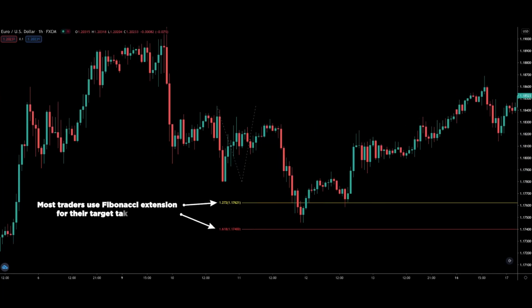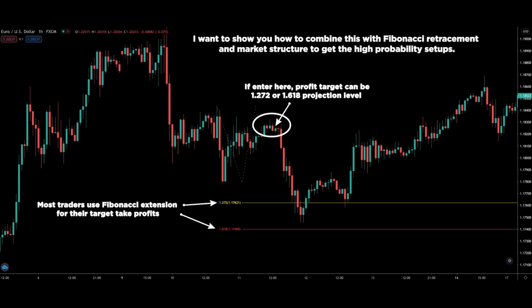Now, most traders use these Fibonacci extensions for their target take profits. So if they were to enter somewhere here, they might set in their take profit target at the 1.272 or 1.618 projection level. That's one of the most common ways to use it, and that's all cool and good. But as promised, I want to show you how to combine this with Fibonacci retracement and market structure so that you can get the highest probability setups.